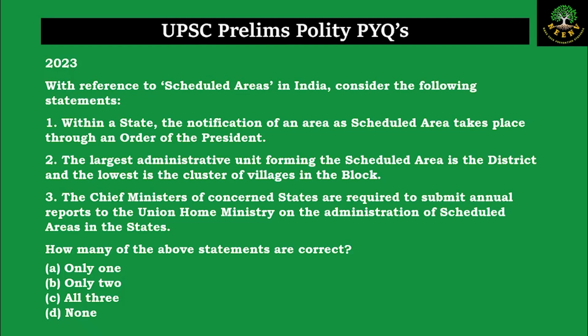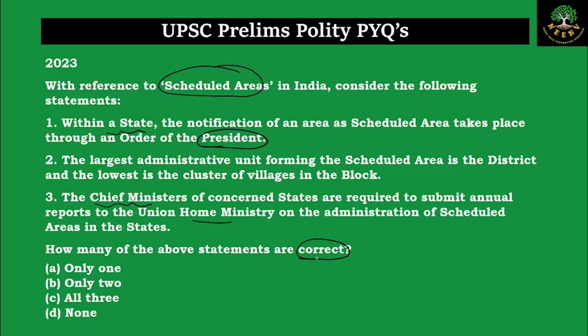Let us discuss the next question. This question is from 2023. With reference to the scheduled areas in India, consider the following statements. Statement 1. Within a state, the notification of an area as scheduled area takes place through an order of the president. Statement 2. The largest administrative unit forming the scheduled area is the district, and the lowest is the cluster of villages in the block. Statement 3. The chief ministers of concerned states are required to submit an annual report to the Union Home Ministry on the administration of the scheduled areas in the states. How many of the above statements are correct?